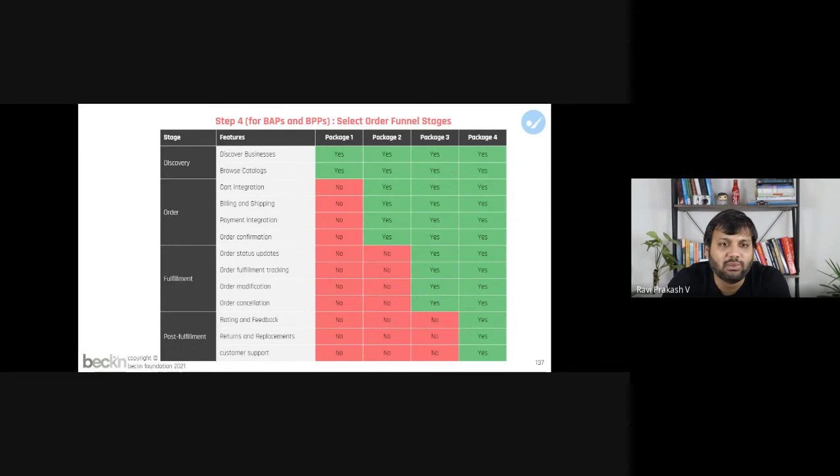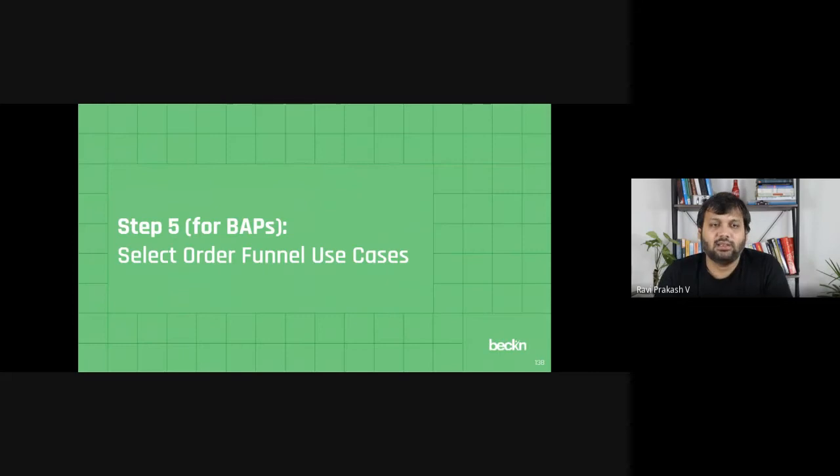So these BAPs and BPPs basically select the various stages of the order funnel which they want to implement. It can happen both at the BAP level and at the BPP level as well. When I said at a BAP level, the choice is more of what I want to show to the end user. For the BPP, it is what I want to actually offer as a business case to my end customers, basically. So that's the selection process of what are the order stages, right? Now, after the step 4, the flow breaks into two flows, where one is specifically for BAPs and one is specifically for BPPs. Okay.